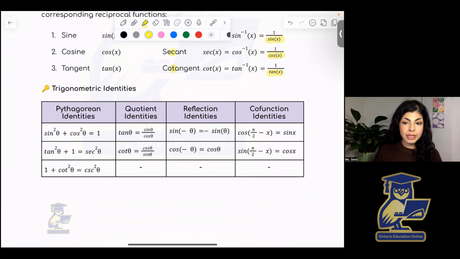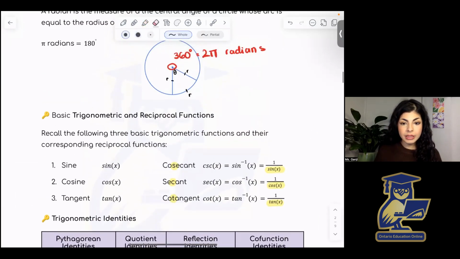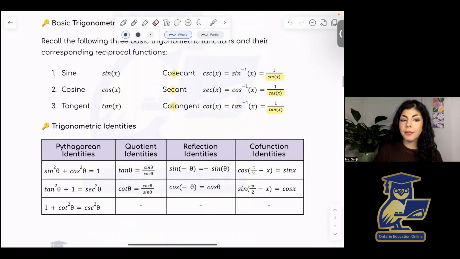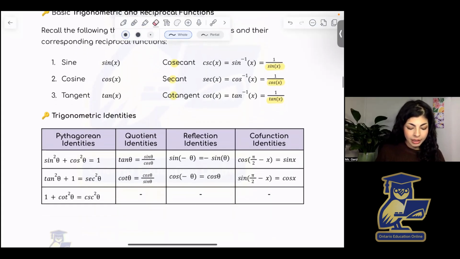And all of these also come from just the definitions here. So if you try substituting these values in, you can try to justify for yourself and prove yourself that these work if you haven't seen them before. And finally, our 1 plus cotangent squared is cosecant squared.